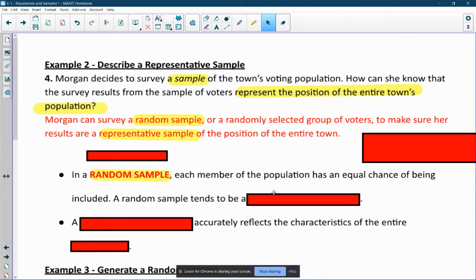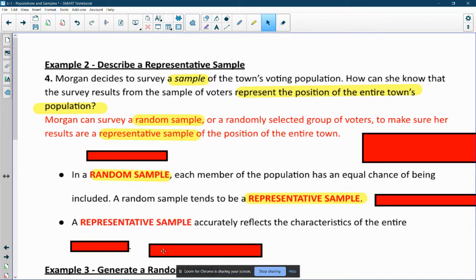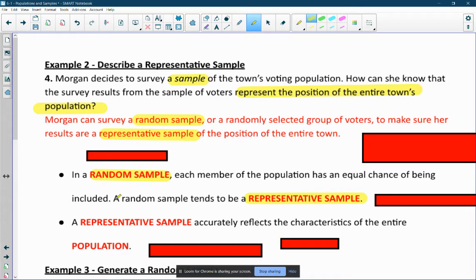So this random sample tends to be a representative sample, right? And that's what she wants. A representative sample accurately reflects the characteristics of the entire population. So if she gets this random sample and it's representative, that means those 100 or 200 people she's asking are going to represent the thoughts and feelings of the entire town. She's not just going to key in on one part of town. She wants the thoughts and opinions from everyone, not just this neighborhood or that group of people. She wants the entire population, okay?